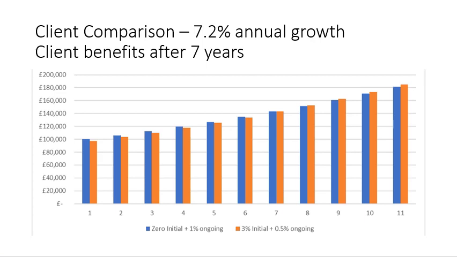I have run a little comparison based on a £100,000 investment into two different charging models. The blue column, 0 initial and 1% ongoing. The orange column, 3% initial and 0.5% ongoing. And these are based on an annual growth return of 7.2%. Because as we know, with the 72 rule, if you get 7.2%, you can double your money. Of course, that 7.2% is gross. We're taking a charge off the client, so the £100,000 will not double to £200,000, and you can see the effect on the graph of your own deductions.